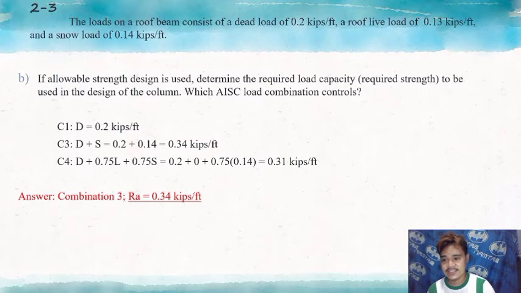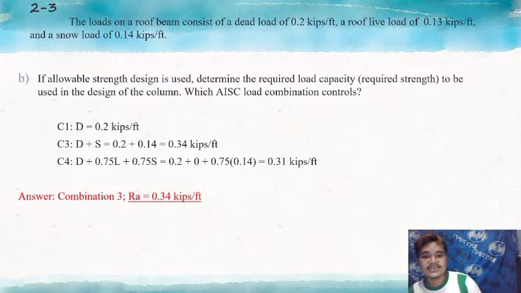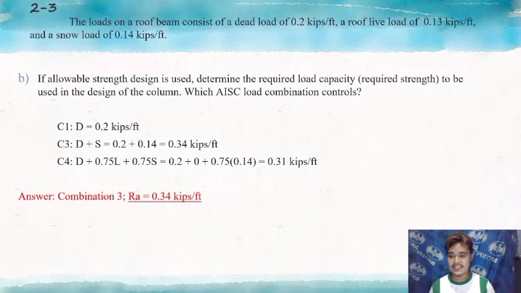Next question is, if allowable strength design is used, determine the required load capacity or required strength to be used in the design of the column. Which AISC load combination controls? In this, we're going to use our load combinations for ASD, which is allowable strength design. Our first combination is D, equal to 0.2 kilopascals per foot.